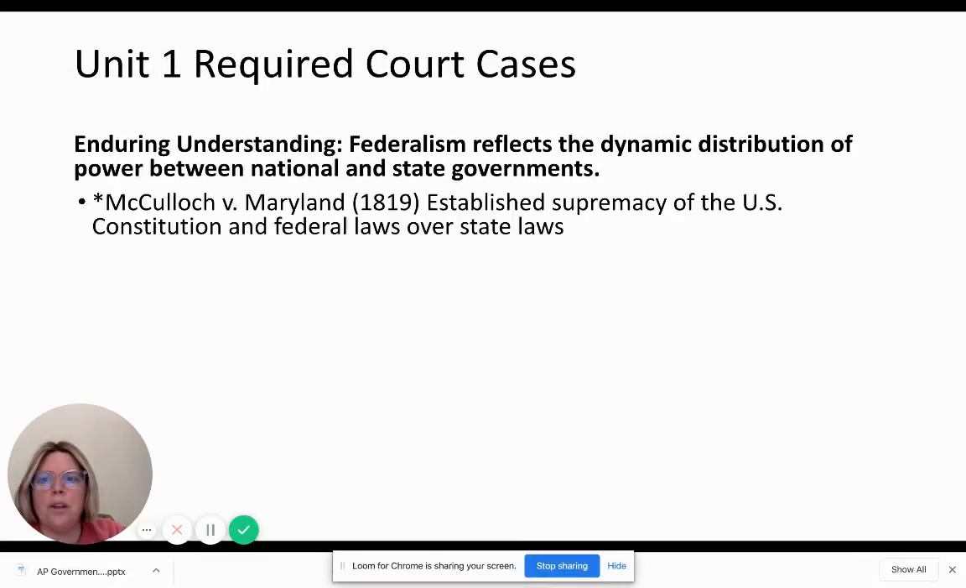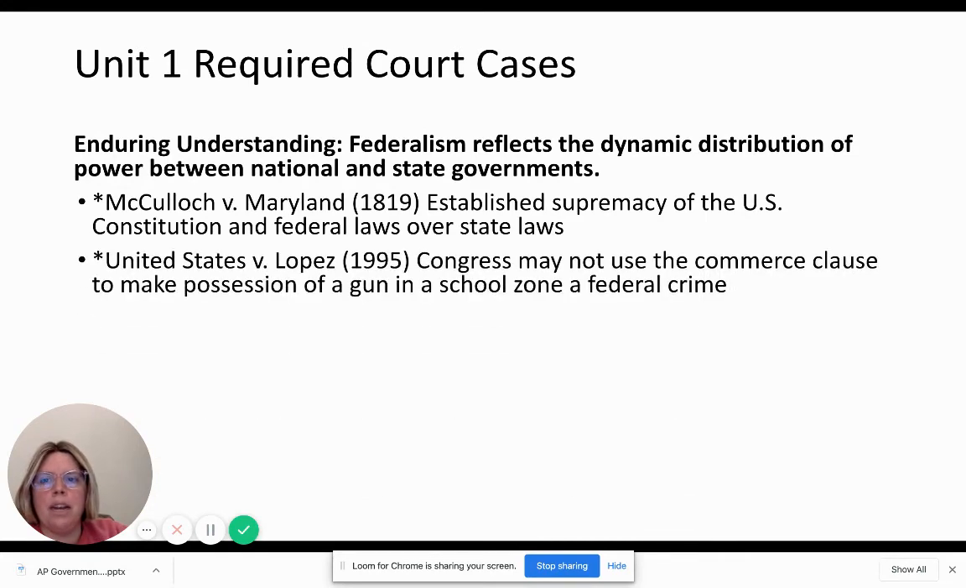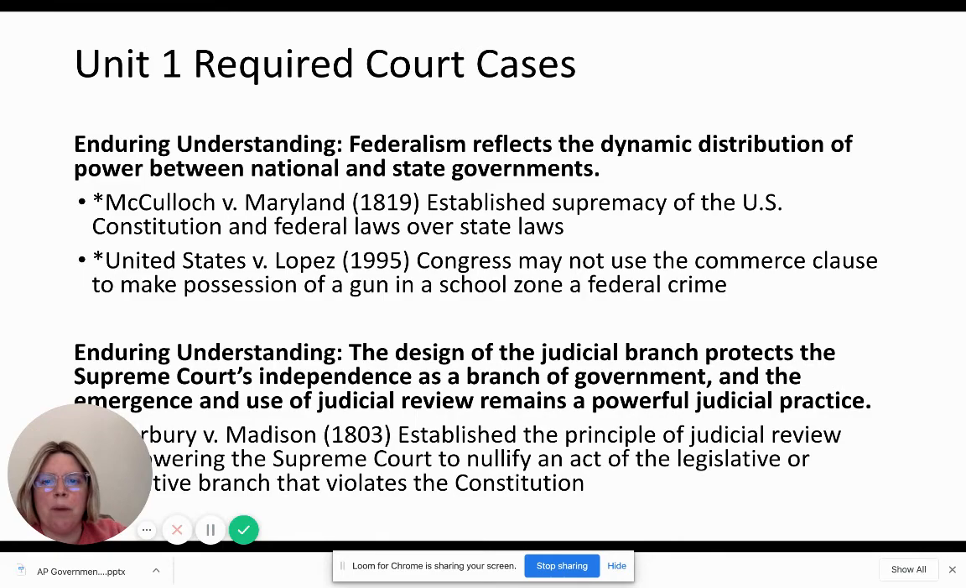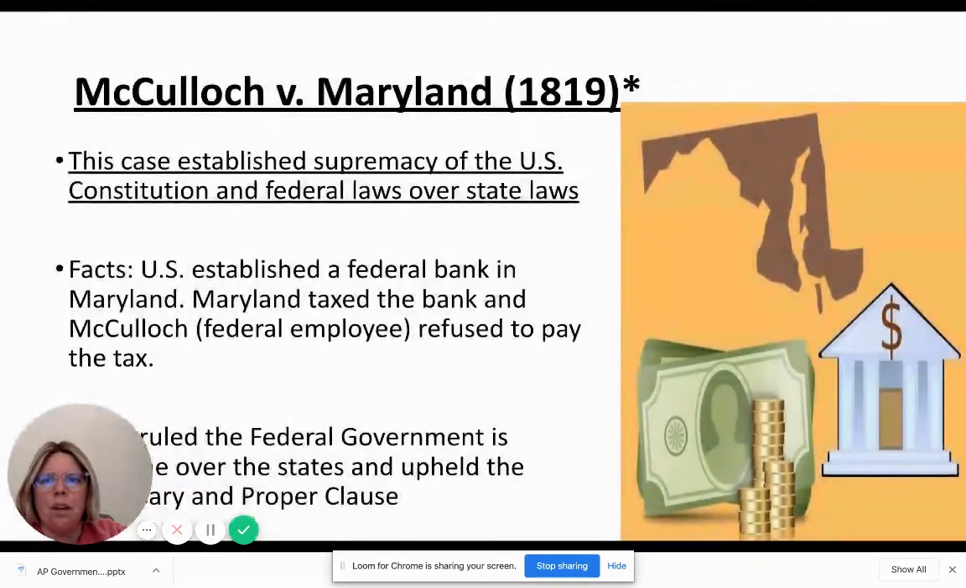Supreme Court cases for Unit 1: McCulloch v. Maryland, U.S. v. Lopez, and also Marbury v. Madison. So McCulloch v. Maryland established the supremacy of the U.S. Constitution and federal laws over state laws. The U.S. established a federal bank in Maryland. Maryland tried to tax the bank, and McCulloch, a federal employee, said, I'm not going to pay the tax.